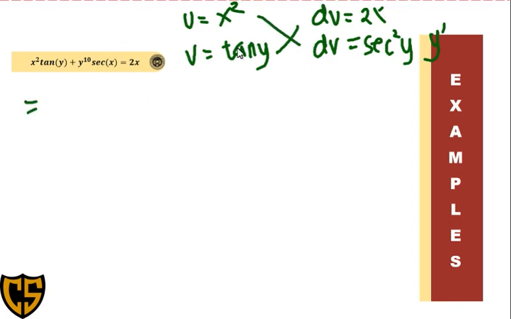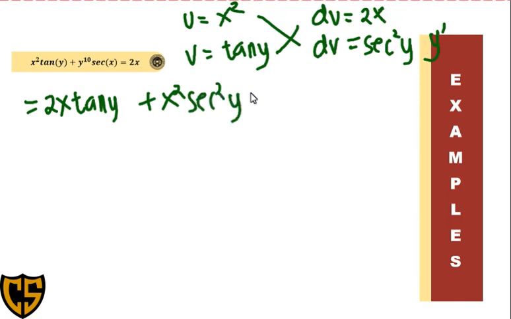So it will be equal to 2x tangent y plus x squared secant squared y prime. Next, for the second term, we are going to have u dv, v du. So u is y to the 10, v is equal to secant x.